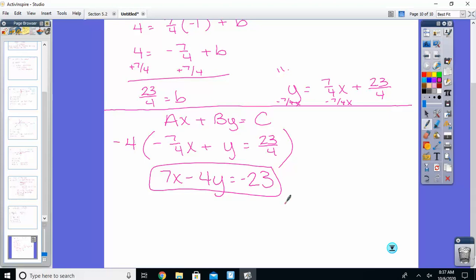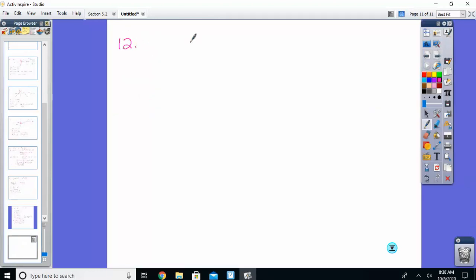Okay, let's talk about 12 and 13. So in 12, we have a point, -2, radical 3. Part A wants a vertical line. What does the equation of a vertical line always look like? X equals a number. If it's going to go through this point, what does my x have to equal? -2, because that's the x value of that point. So it's just x equals -2.